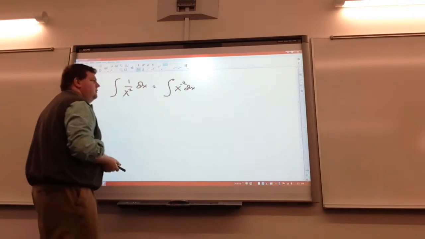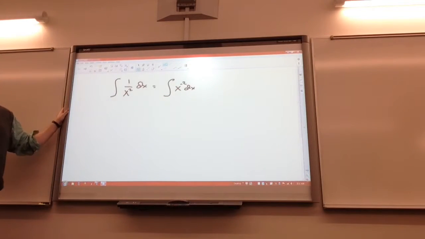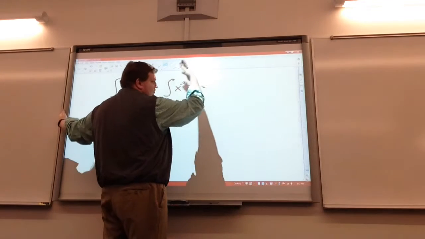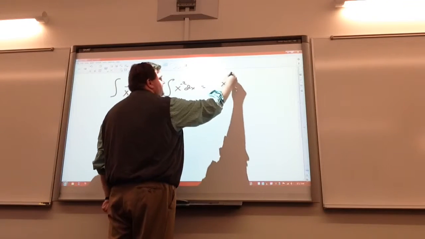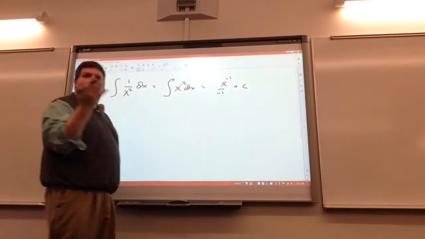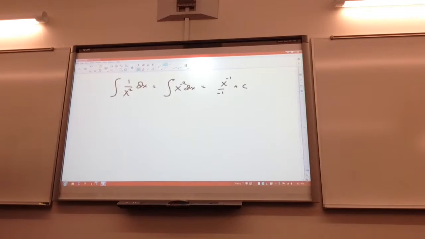Do I need to do substitution for this one? No. Just bring it into the derivative. This is x to the negative 1. So we just use our anti-power rule. We get x to the negative first over negative 1 plus c. No problem there, right?